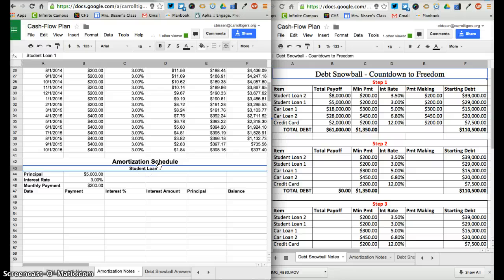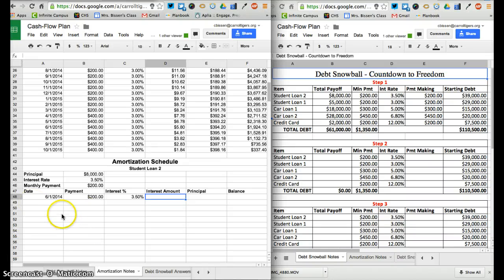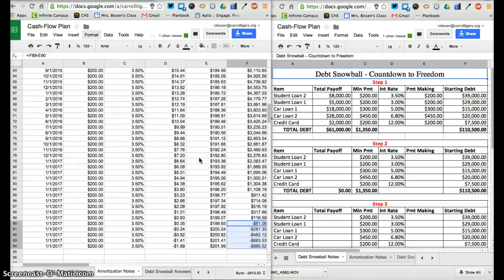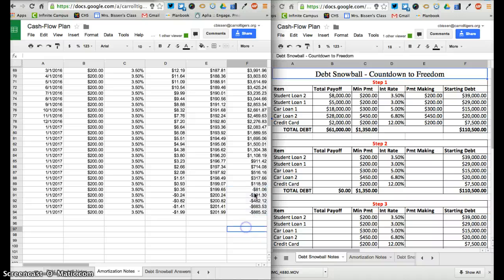My next smallest loan is student loan 2, which is $8,000 at 3.5% and at $200 also. So on 6/1, 200, 3.5. Okay, why don't you get these first two lines set up and then I'll help you. So now I have gone and put in my first two lines and I have dragged down until I've gotten to some negative numbers down here.